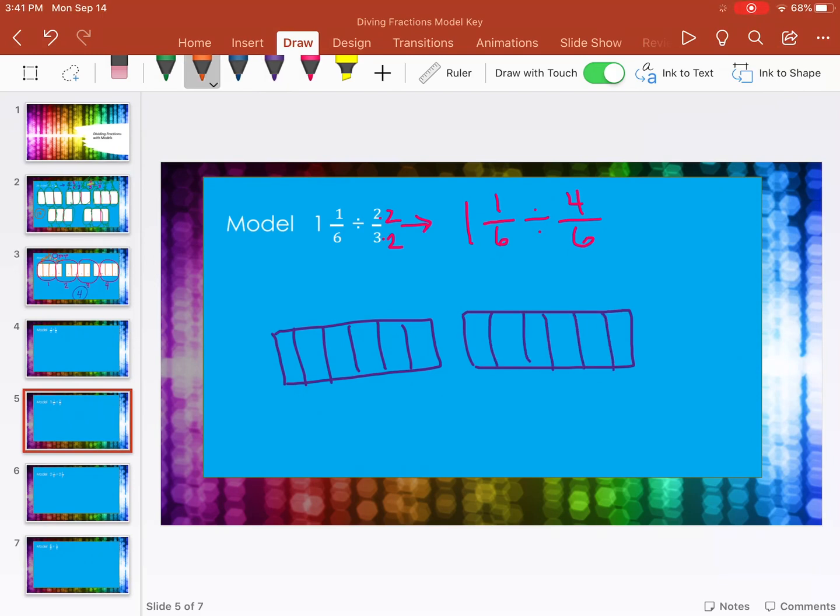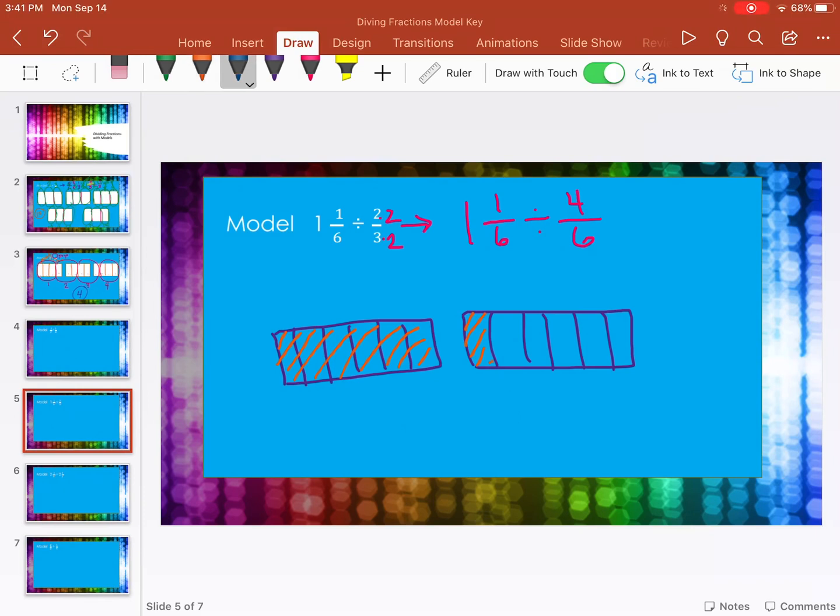Now I'm going to shade in what I have. Well, I have this whole first rectangle, so I'm going to shade this whole first one in, and I have 1 out of the 6 pieces in my second rectangle. So this fraction that I just drew represents 1 1/6.